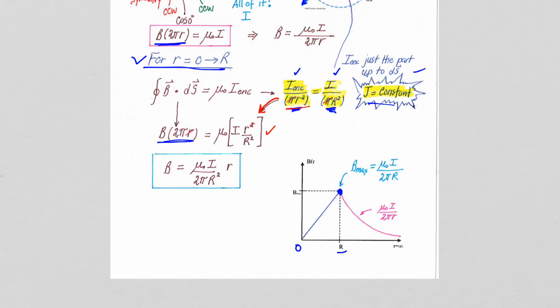Well, when little r equals capital R, this pink equation, capital R out to infinity, gives mu naught I over 2 pi capital R. So that works. Well, how about our blue equation? Well, when little r equals capital R, we lose one of the r's on the bottom, and again, we get mu naught I divided by 2 pi R, so our equations are consistent. Our intersection points match as well.